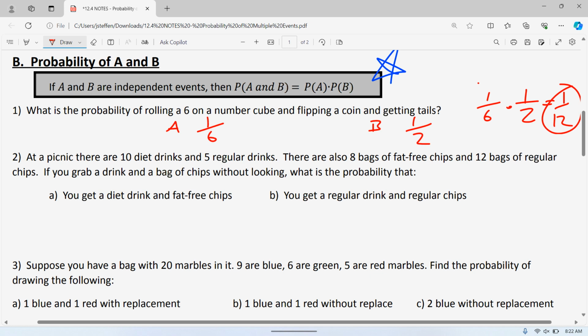Again, if you want to, 1 out of 12 is 0.08 or 8%. I don't care which one of those you use. Either one is fine. Now, again, if they're dependent events, there's a little bit more to it. I would really like to go over that lesson maybe next year, but this year we just don't have the time to.